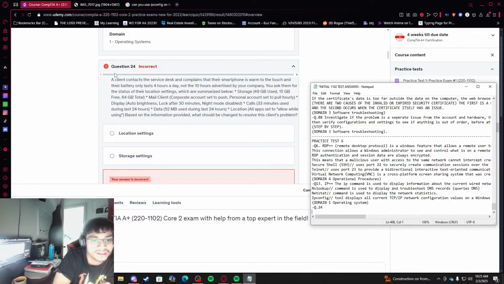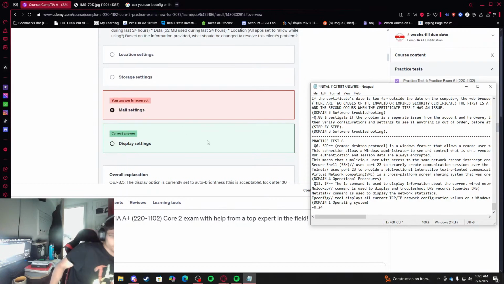Display, auto brightness, lock after 30 minutes. Night mode disabled. Calls, 33 minutes used, last 24 hours. Data, 25 megabytes used in the last 24 hours. Locations, all apps are set to allow while using. Based on this information, we could resolve the client's problem.